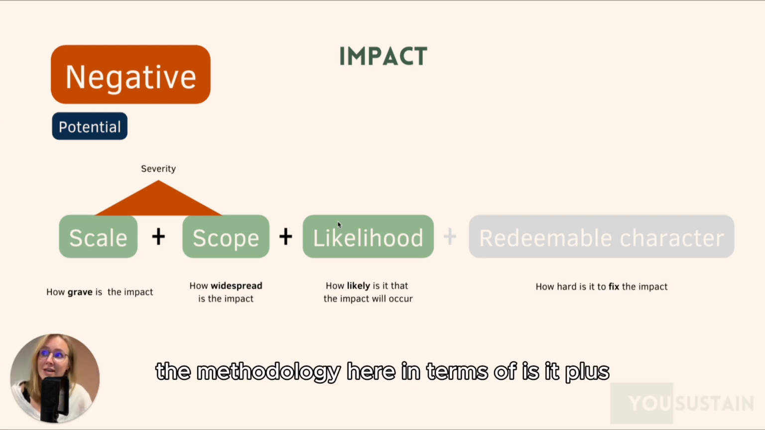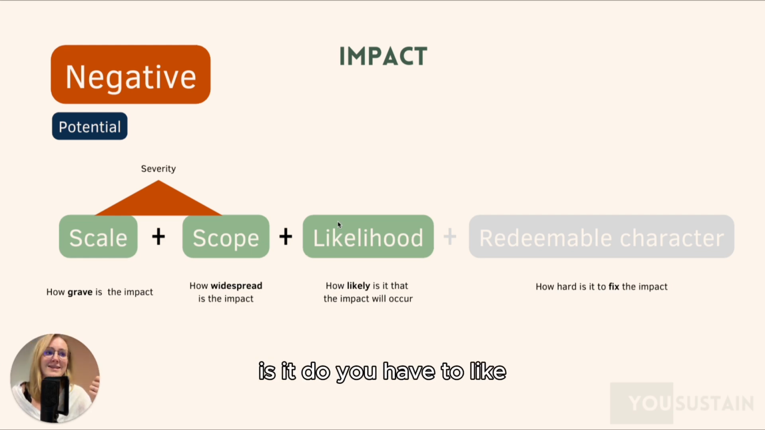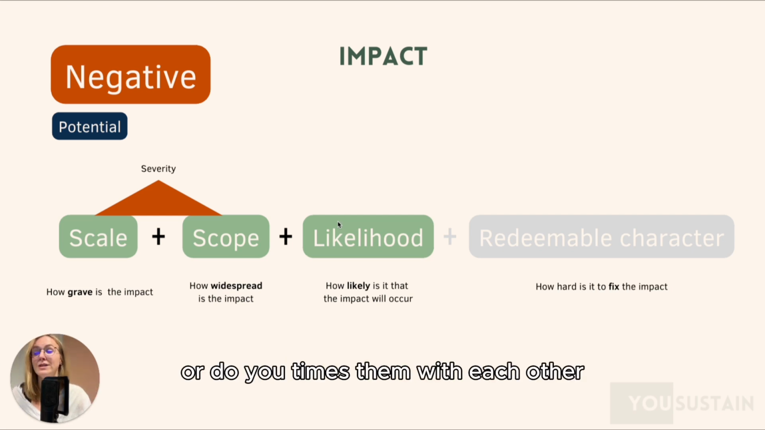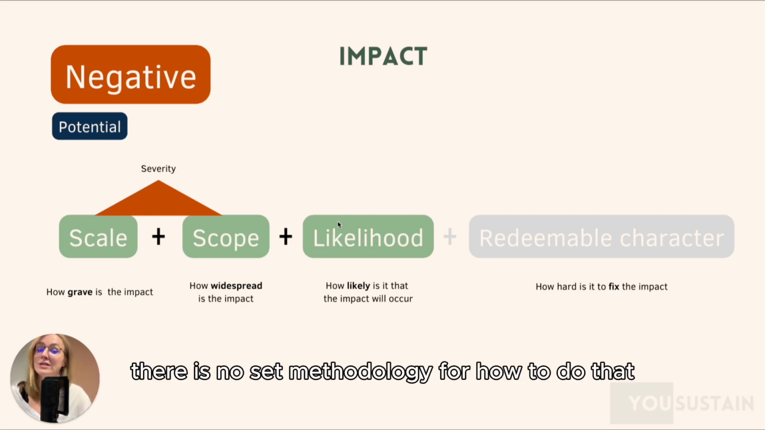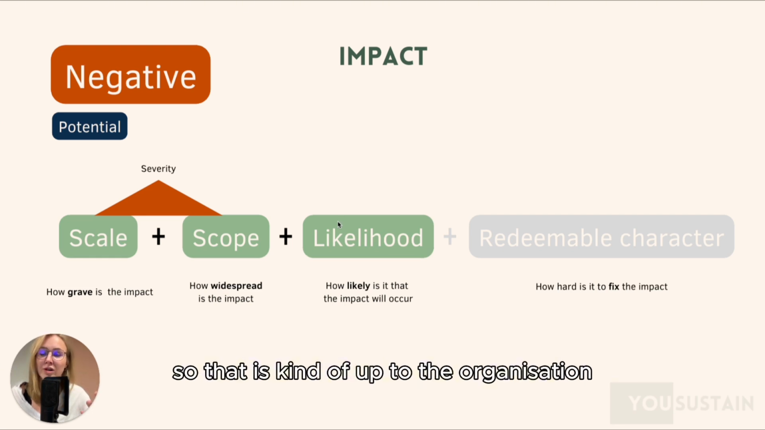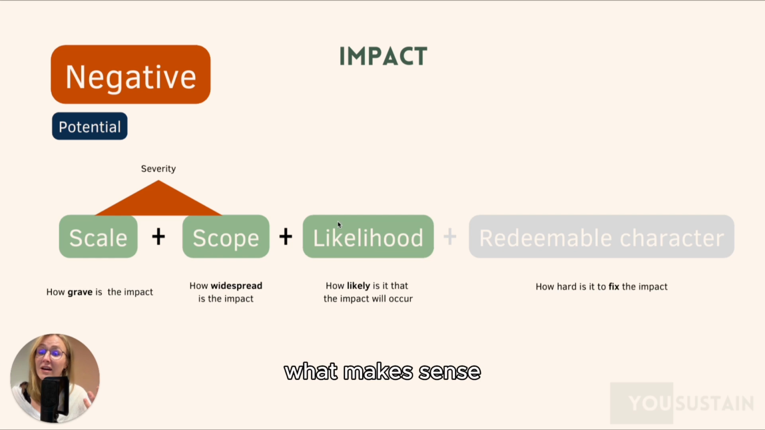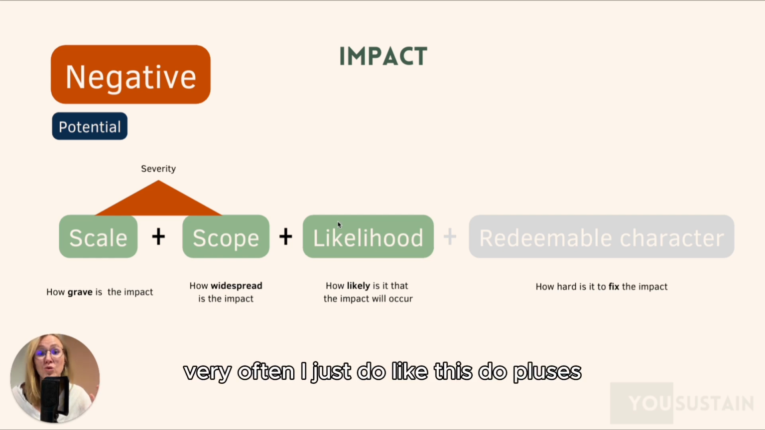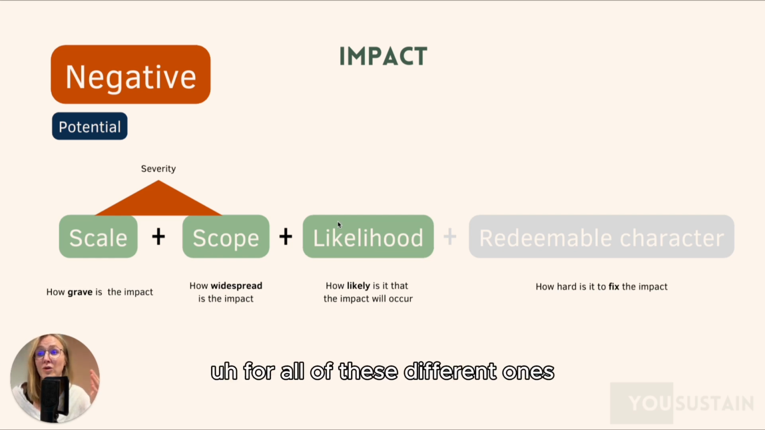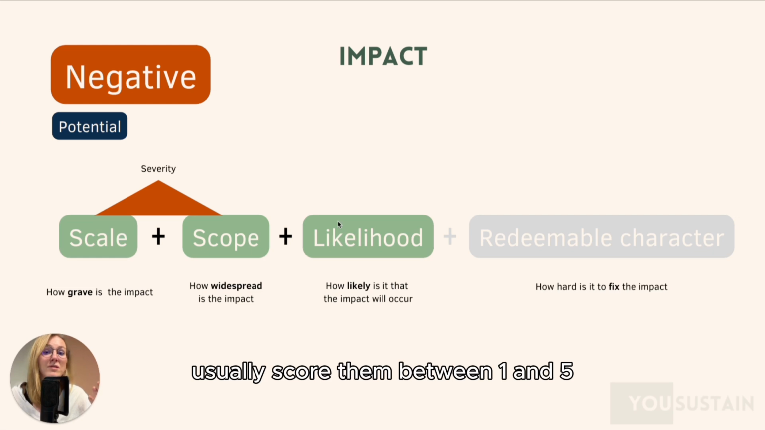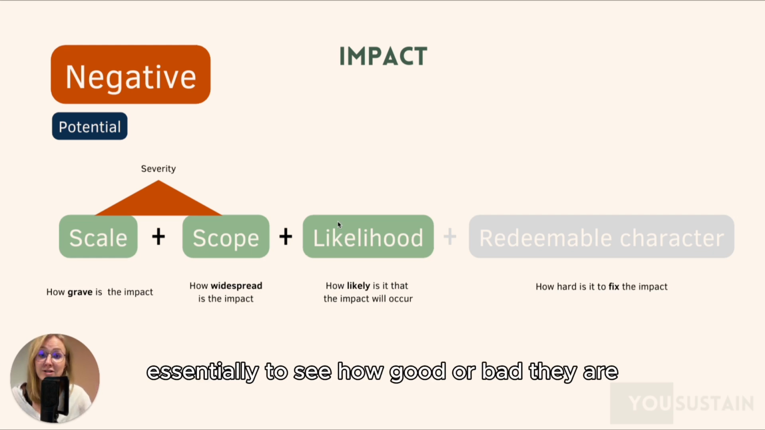The methodology here, in terms of whether you add them up or multiply them with each other, is not set in stone. There is no set methodology for how to do that, so that is up to the organization and what makes sense. Very often I just add the scores for all of these different ones, usually scoring them between 1 and 5, essentially to see how good or bad they are.